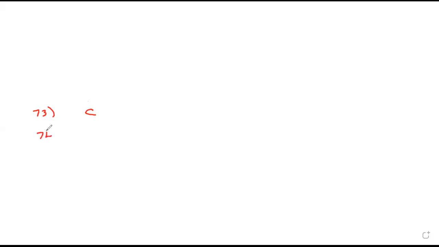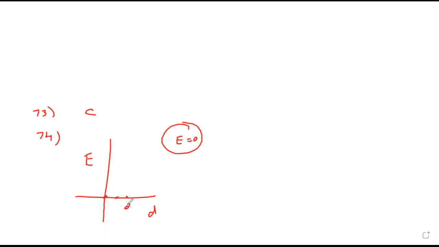Variation of electric field E with distance d from the center of a conducting sphere. For the sphere, inside E is 0. So till this distance becomes the radius, there is no intensity. As soon as it becomes the surface, it will become maximum and then inversely proportional. So this is option D.